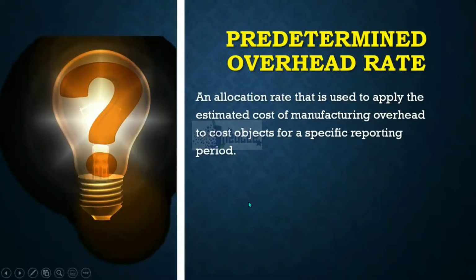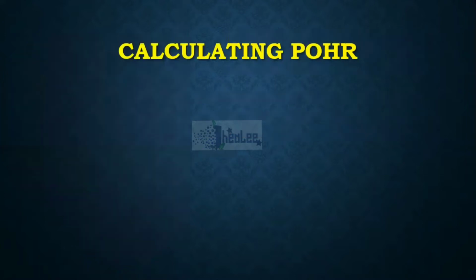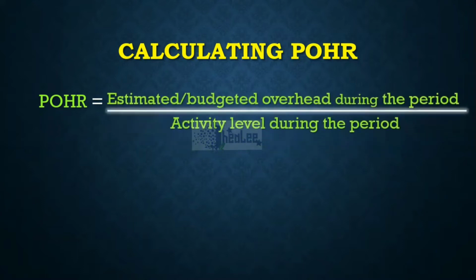Now we're going to look at calculating the predetermined overhead rate. And in calculating this, there's a formula that you will use. The formula is POHR, which is the abbreviation for predetermined overhead rate, equal to estimated or budgeted overhead during the period divided by activity level during the period. Now, please note that the activity base can be hours, units, or cost. It can be direct labor hours, machine labor hours, units, or cost.